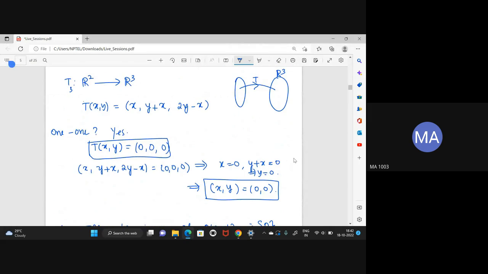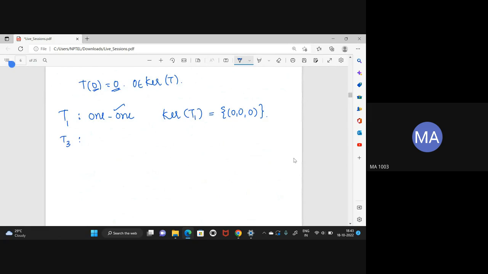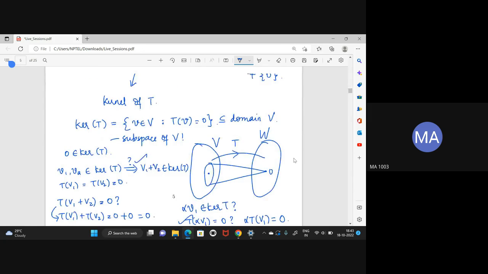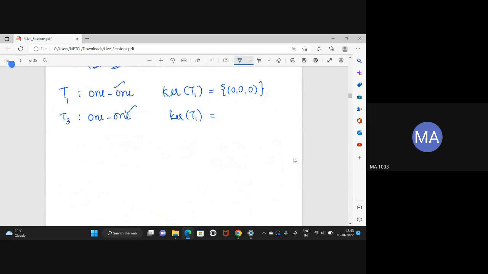What is the kernel of T3? It is 0, 0, 0. This is a one-to-one map. So the kernel of T3 is also what, 0, 0, 0 or 0, 0? T3's domain is R2, so it is 0, 0.